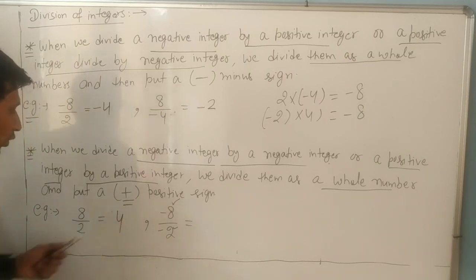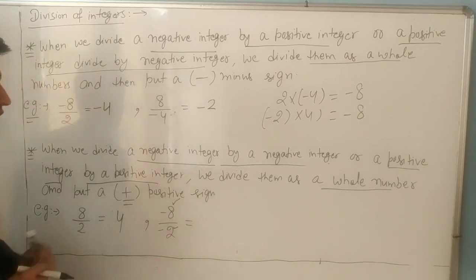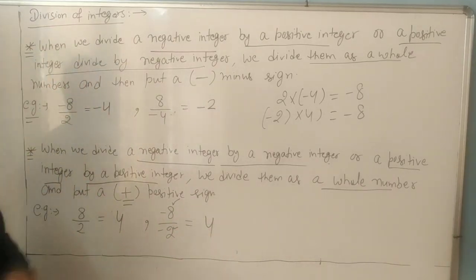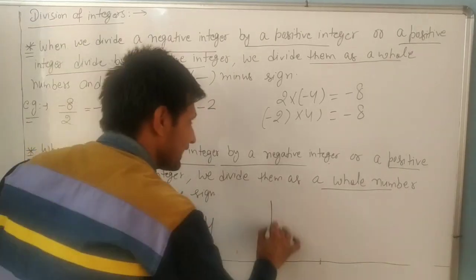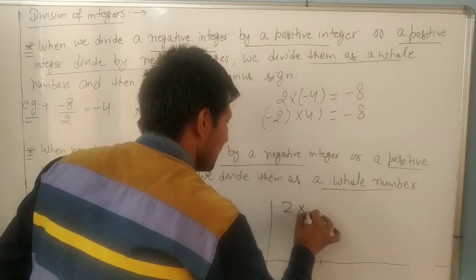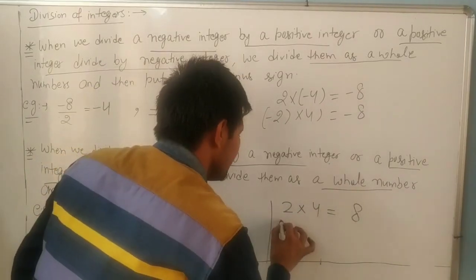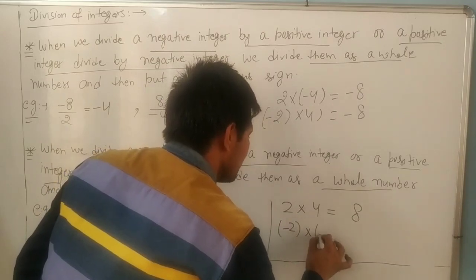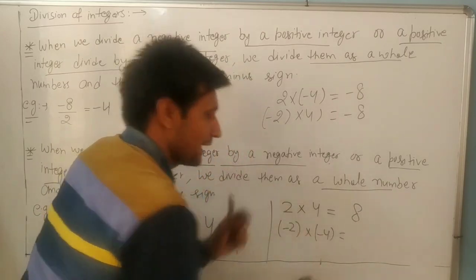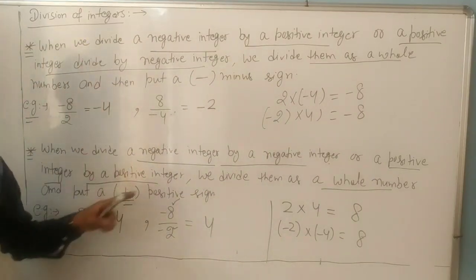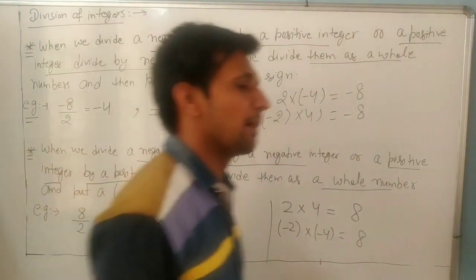If we don't use any sign, it means it is positive. Again, 8 divided by 2, 4, and it is your answer. Same as it is in multiplication, dear. 2 multiply by 4, both are positive. Answer is 8. Minus 2 multiply minus 4, both are the same sign. Answer is always positive. So you have to remember it here.